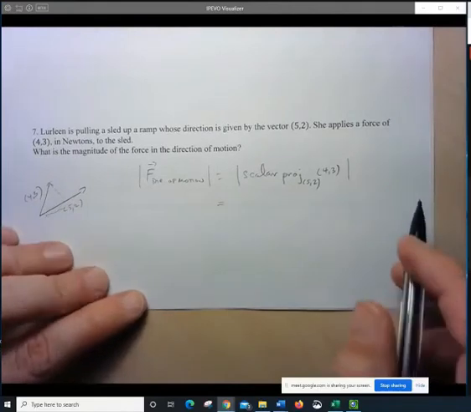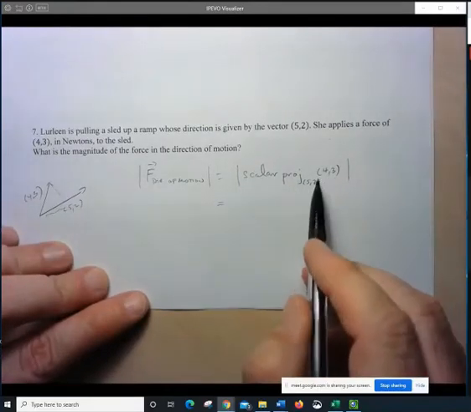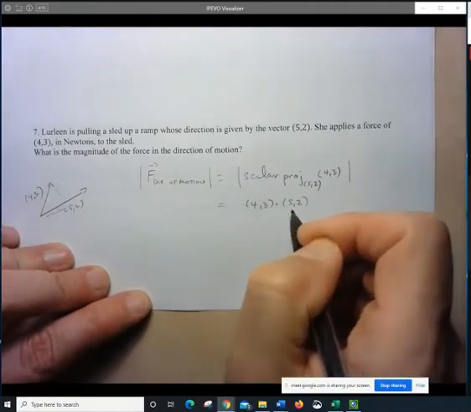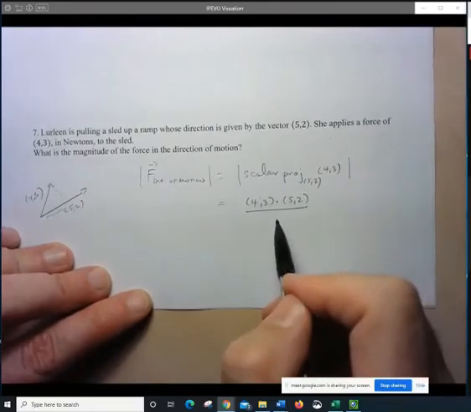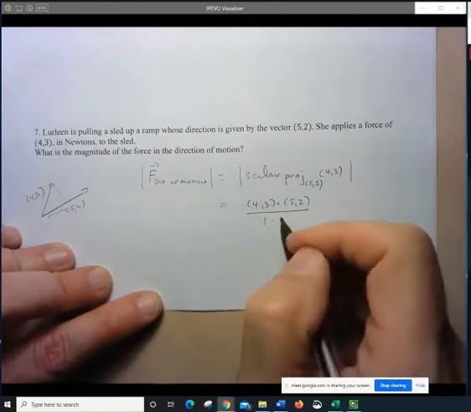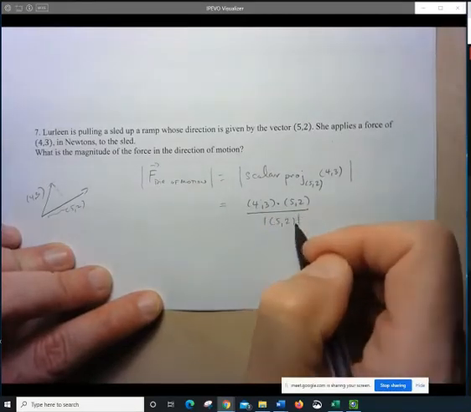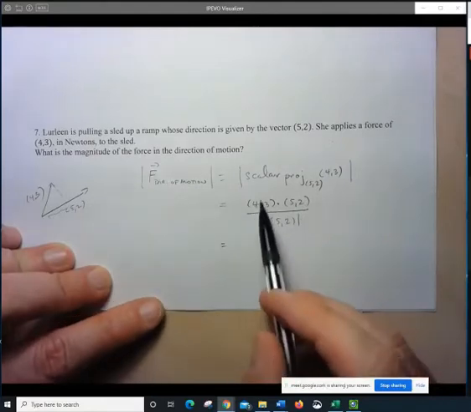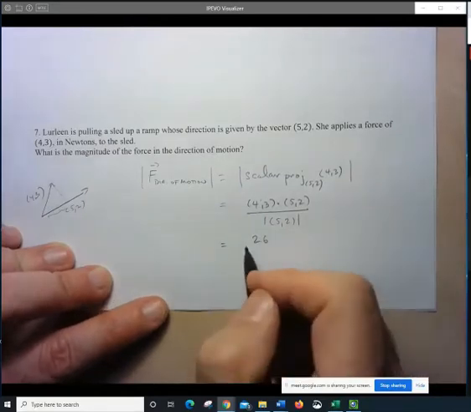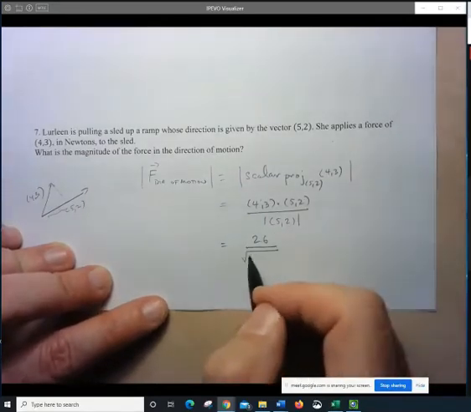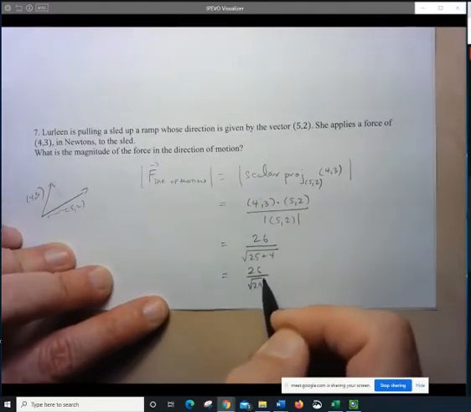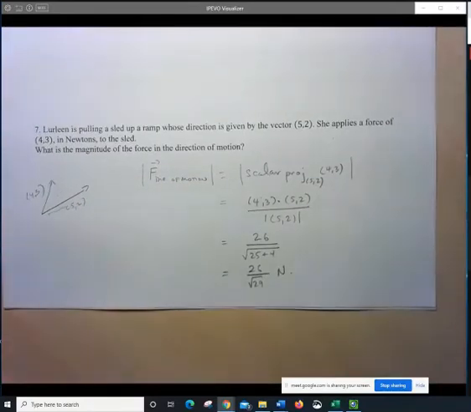But essentially, all I'm doing, since it's scalar projection, is u dot v. So (4, 3) dot (5, 2) divided by what I'm projecting onto, which is v, so the magnitude of (5, 2). What do we have? 4 times 5 is 20 plus 6, so 26. So it's in the same direction. And then here, the square root of 25 plus 4. So we have 26 over square root of 29 newtons. Okay, and there you go.